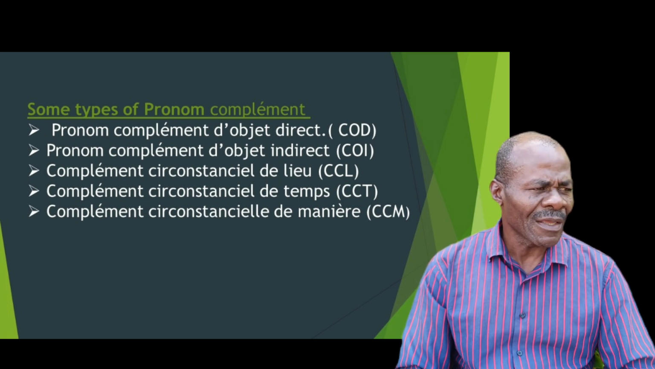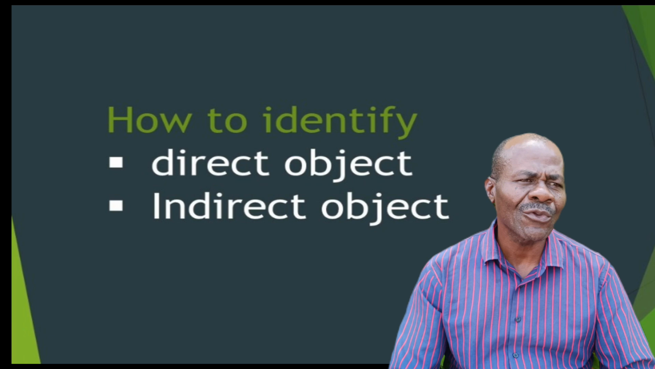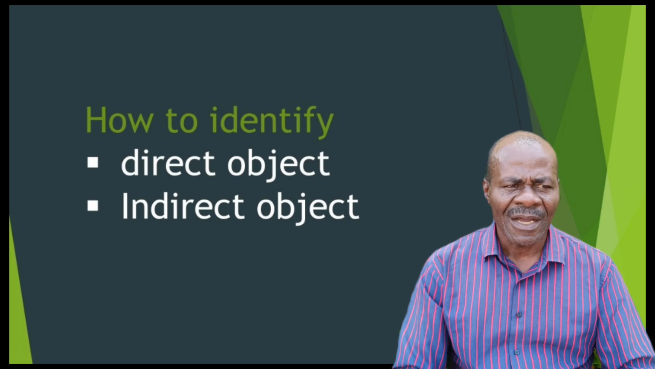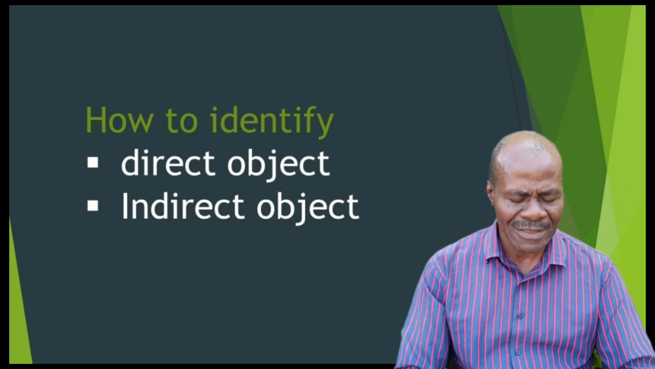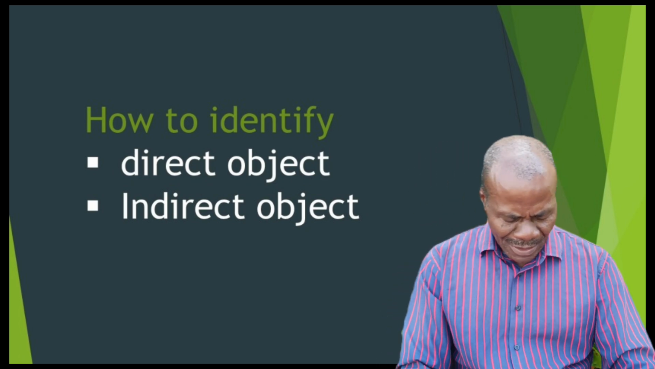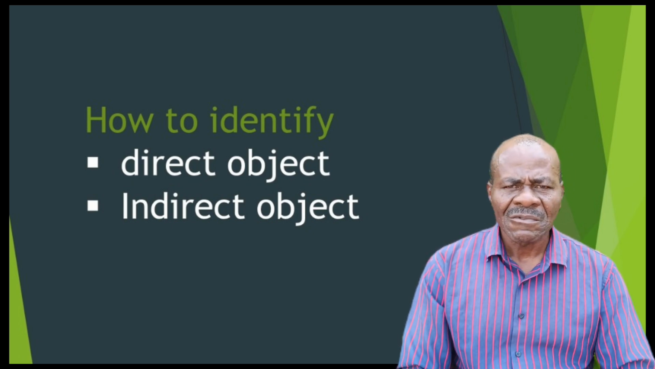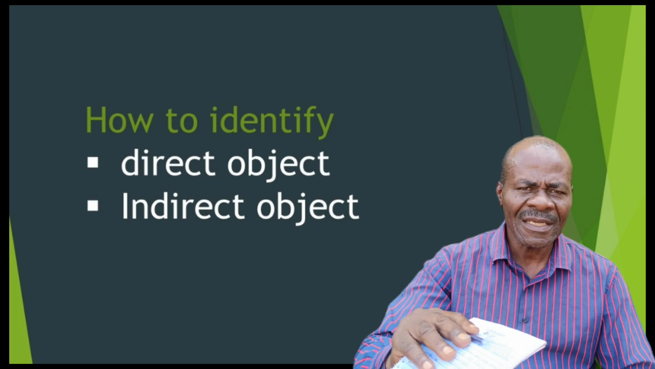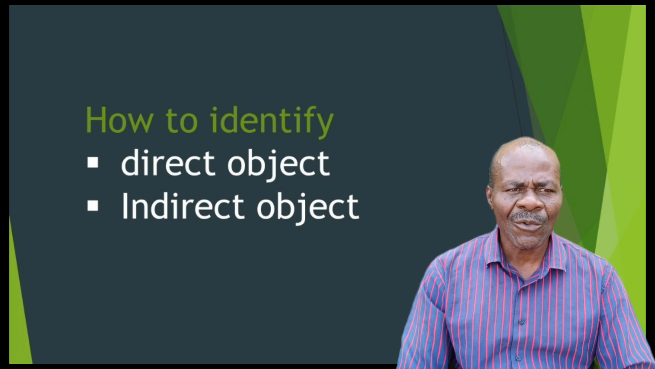So, if we may ask, how can we identify a pronoun complément in a sentence? How can we know that this pronoun complément is direct or indirect? In the French language, pronoun complément are divided into two, as I say, direct and indirect. So we have the list of pronom complément d'objet direct.